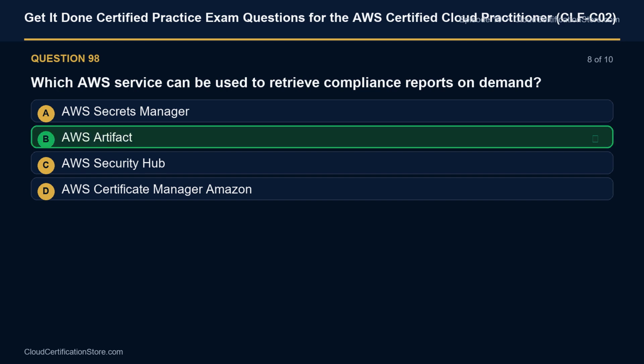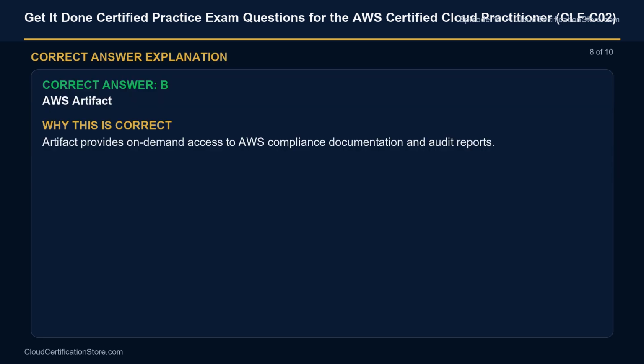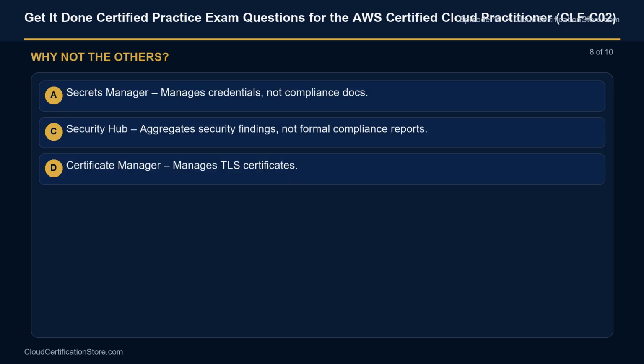The correct answer is B. AWS Artifact. Explanation. Artifact provides on-demand access to AWS compliance documentation and audit reports. Why not option A? Secrets Manager manages credentials, not compliance docs. Why not option C? Security Hub aggregates security findings, not formal compliance reports. Why not option D? Certificate Manager manages TLS certificates.